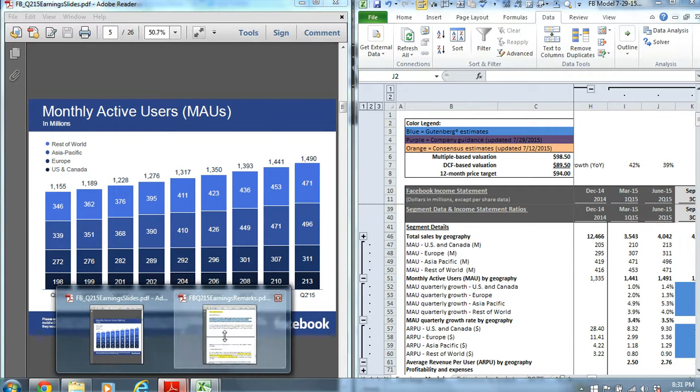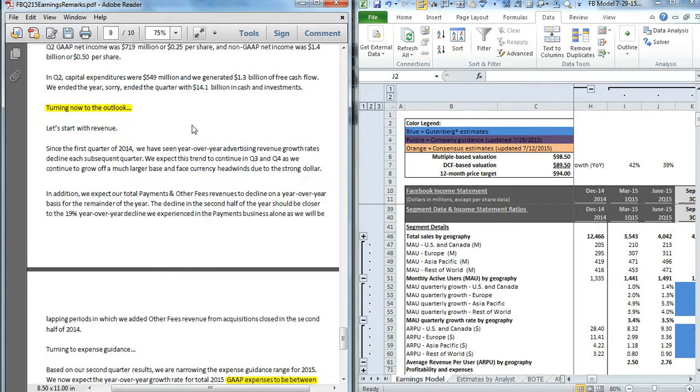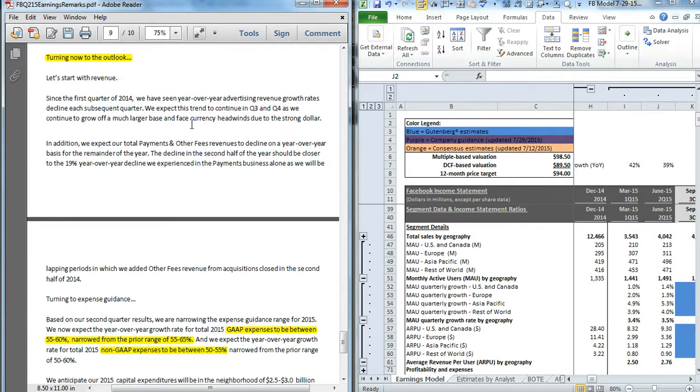If we go to the transcript of the earnings call, and scroll down to the section where they talk about guidance for the rest of 2015, you'll see that they started off talking about the year-over-year growth in revenue, that growth rate declining.